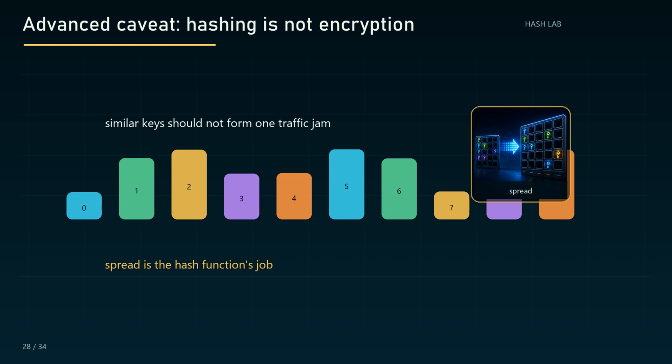One last optional vocabulary trap: hashing here is not encryption. Encryption is about hiding information. A table hash is mainly about placement, sending similar looking keys across the table so they do not all crowd together. Different tools can share a word while serving different goals.